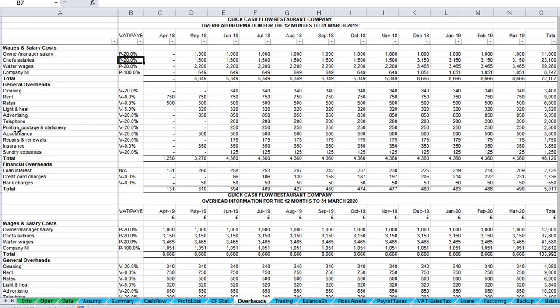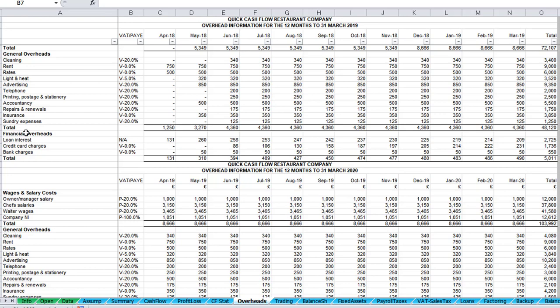Then I've got our general overheads, which is pulled through the names we called it, as it has up in here. Cleaning starting in June of £340. Remember, our rent started in April at £750 a month, and so on.